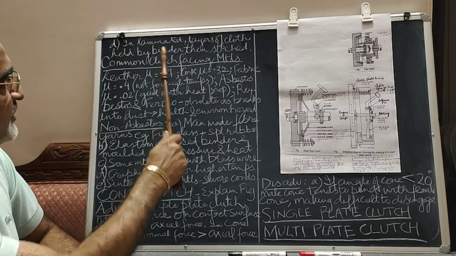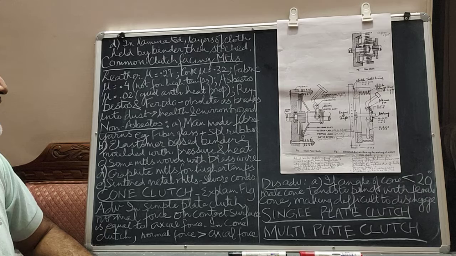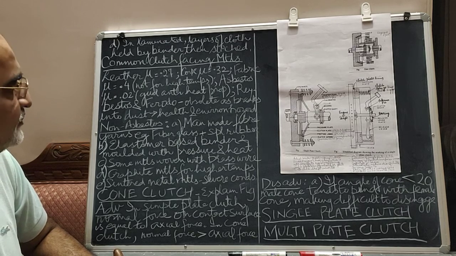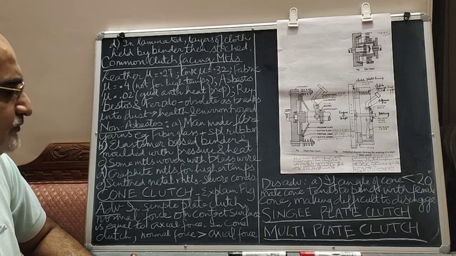And then the fourth is the laminated type. The layers of cloth are held by binder and then stitched. These are the various types.